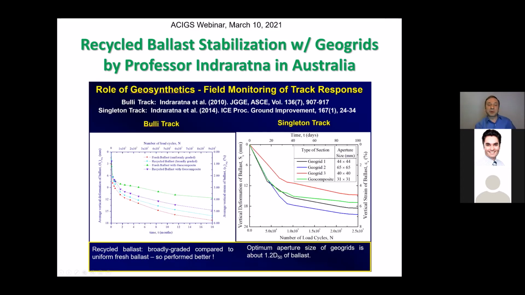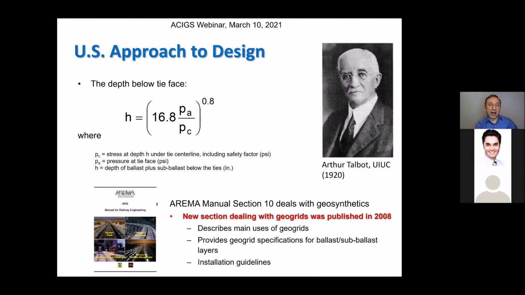And interestingly, Professor Indraratna, in a 2010 study here, concluded that recycled ballast, because it's broadly graded compared to the uniform fresh gradation of new ballast, performed even better. That was very encouraging. And he also found that the optimum aperture size of geogrids is about 1.2 times D50, not D90, D50 of ballast. Interesting, right? How about in the US?